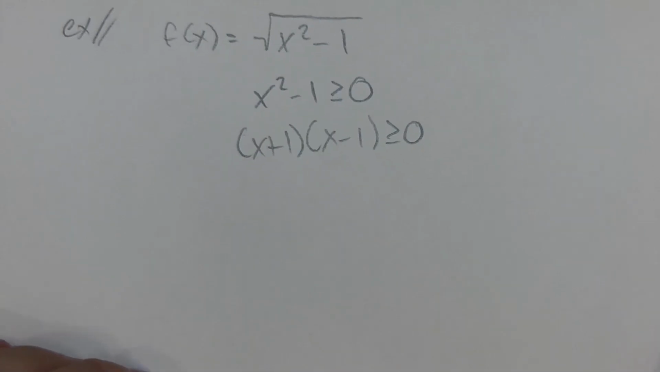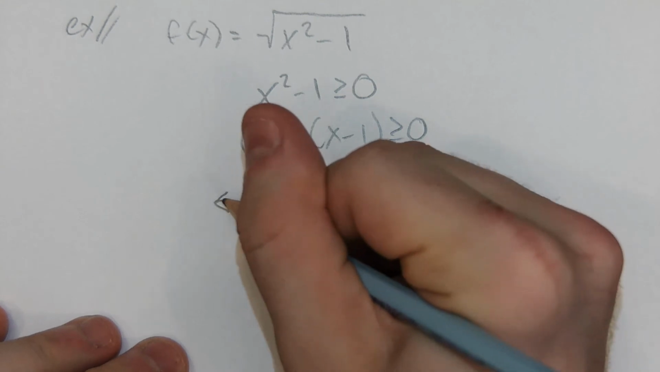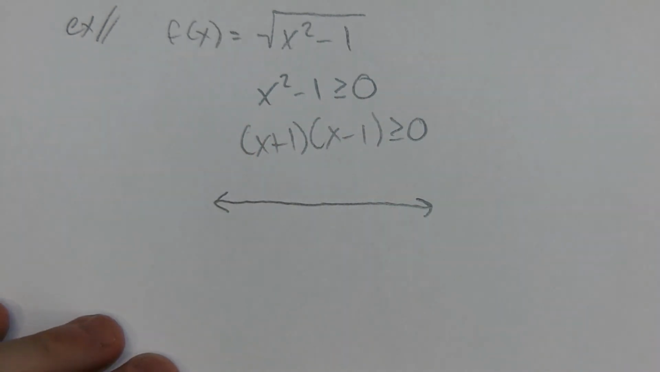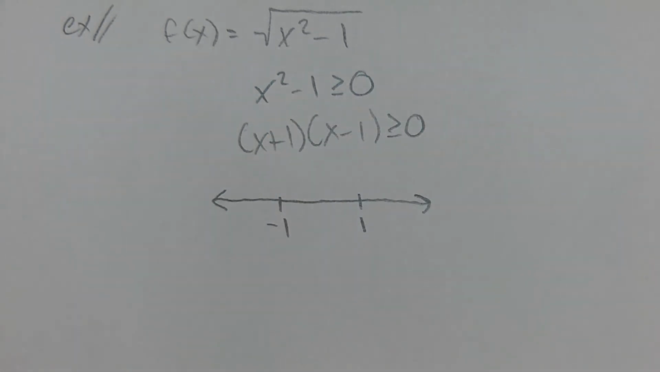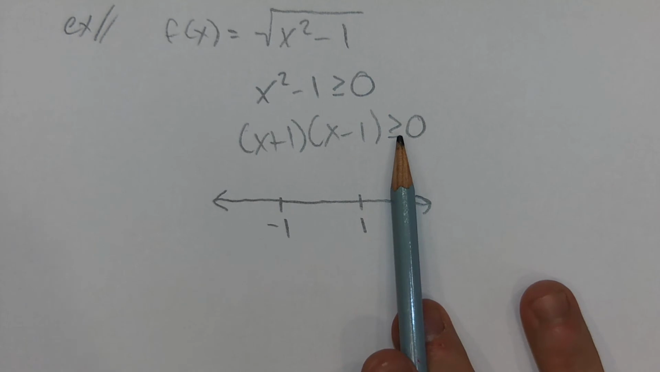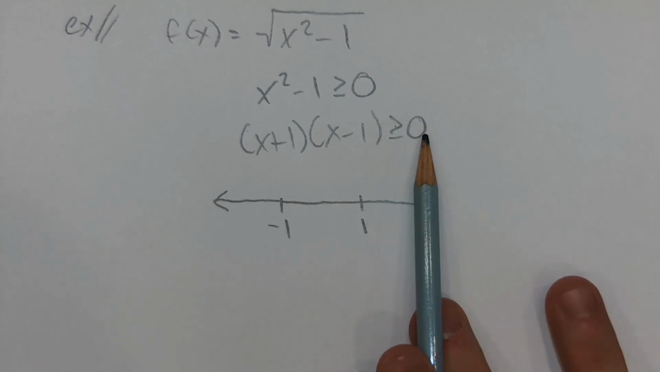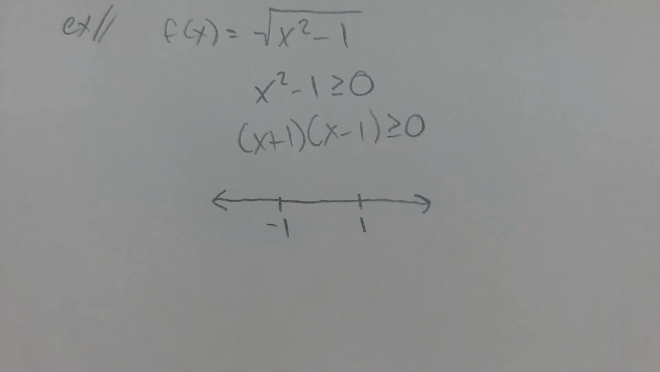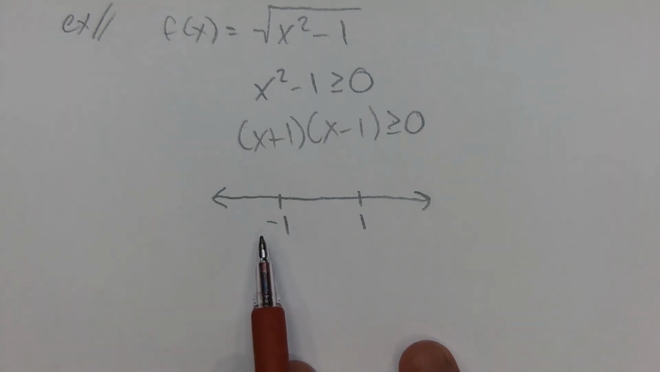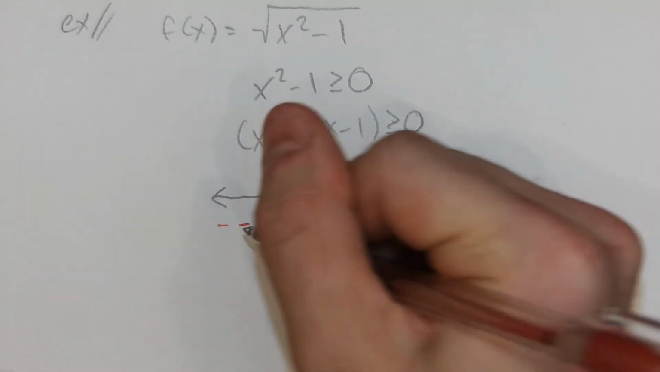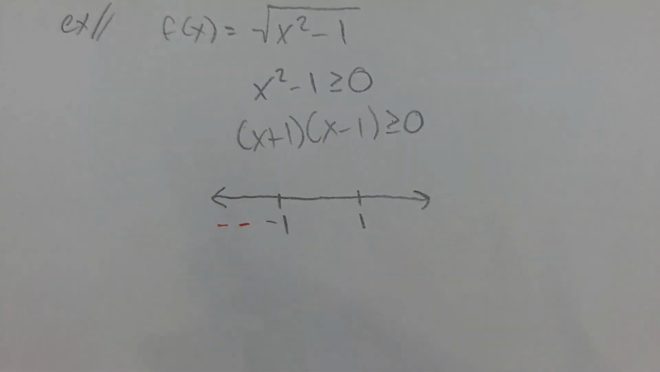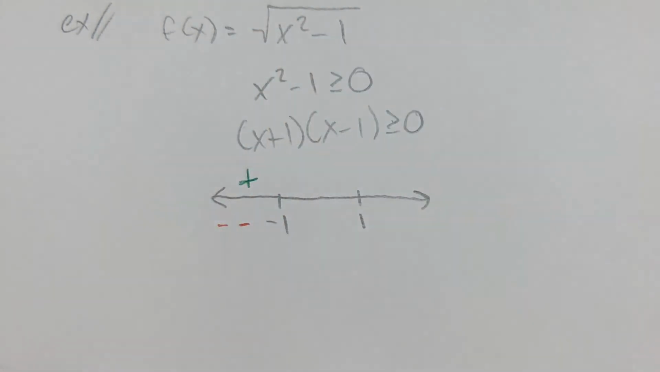And this is where we would set up our sign diagram to figure out where our quadratic was positive or 0. Our critical values are negative 1 and positive 1. We're testing all three zones, trying to get values that are greater than or equal to 0. So 0 and positive is allowed. We grab a number to the left of negative 1, like negative 2. Negative 2 plus 1 is negative. Negative 2 minus 1 is negative. And the product of two negative numbers will always be positive.